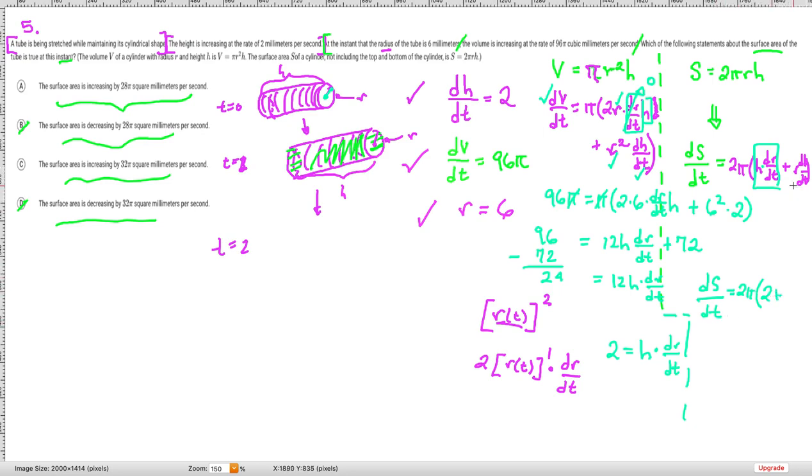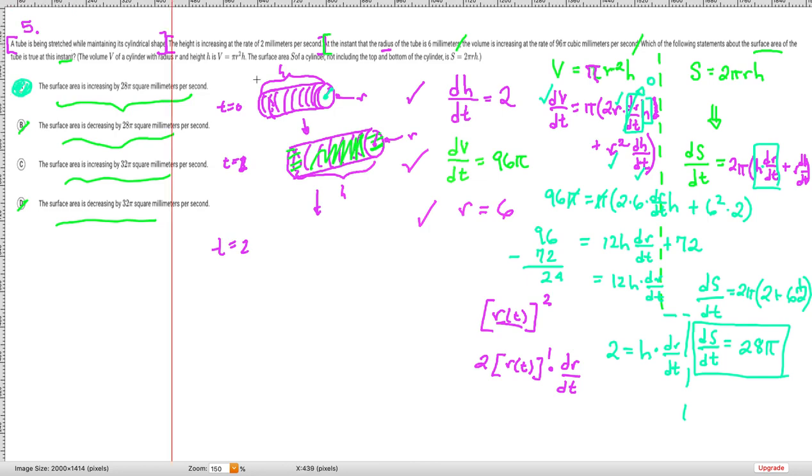Plus r, I know the instant the radius is exactly 6. So this is 6. And then dh/dt, I know the height is increasing at 2 millimeters per second, times 2. And then this gives me 2 times 6 is 12, plus 2 is 14. 14 times 2 is 28. Again, ds/dt is the rate at which the surface area is increasing. So I have ds/dt is equal to 28π millimeters per second. And that means that it is choice A.